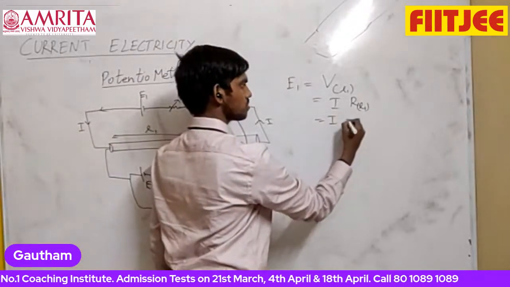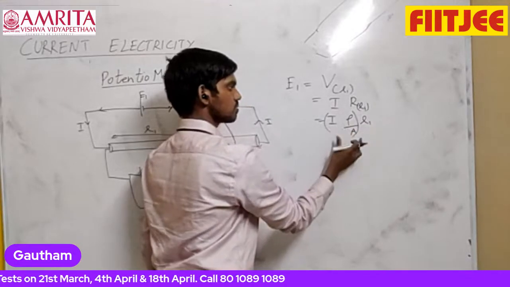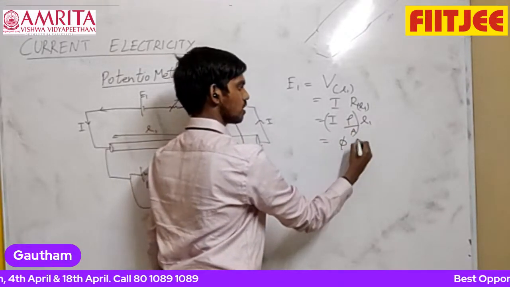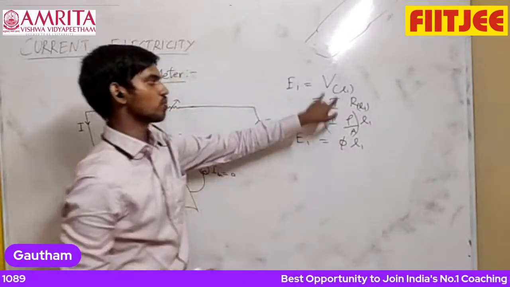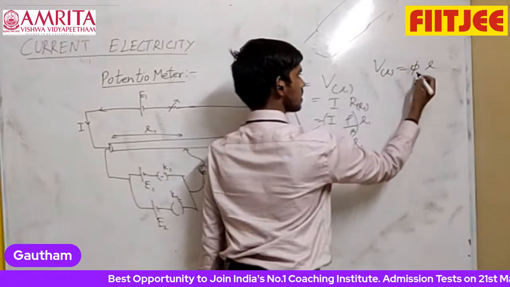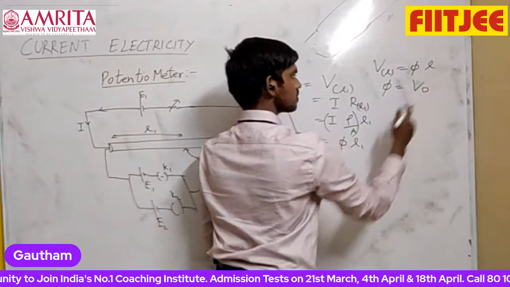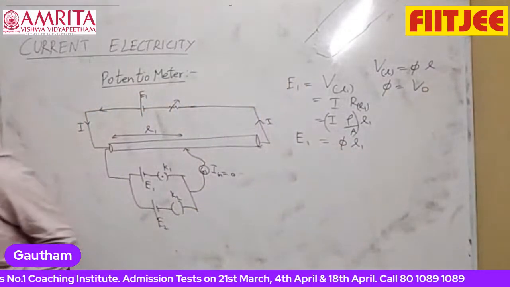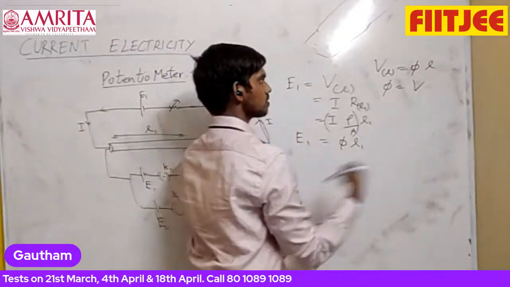So resistance of length L1 means resistivity of the wire times length L1 divided by area. All these terms are constant. So we call it phi into L1. So this voltage across length L is equal to some constant times length L. This constant phi is called the potential gradient. Potential gradient, because what does that constant represent? V by L.